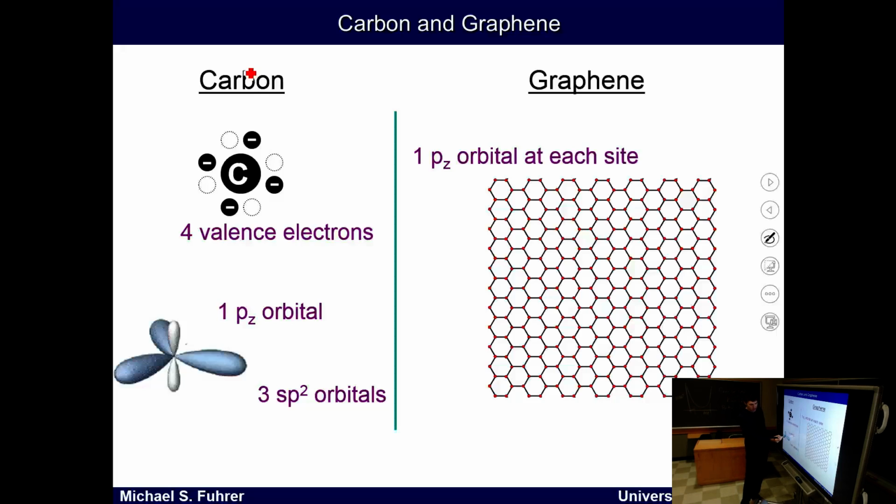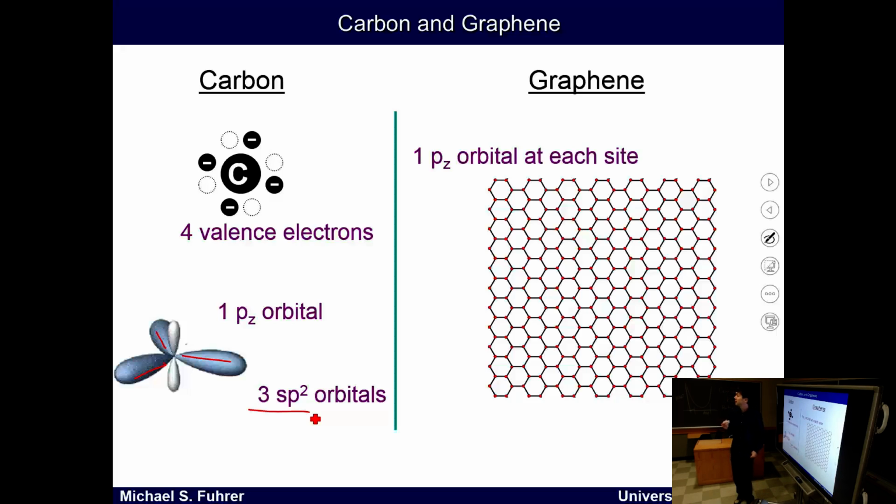This is how it looks. There are 3 of these elongated bonds, and they are sp2 orbitals. They lie in the plane of the graphene sheet. These 3 lie in the plane, and they are responsible for making these bonds. You can see that each of the carbon atoms is connected to 3 other atoms, and that's exactly because of these 3 electrons that you have here.